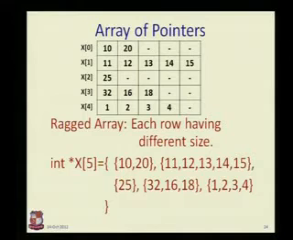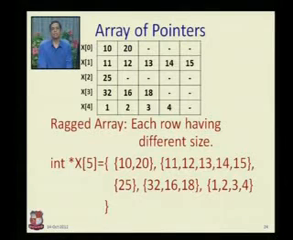Suppose consider this example I have taken previously, but now I have written down the values. In the first line I have written 10, 20. In the next line I have written 11, 12, 13, 14, 15. In the third line only 25 is there. In the fourth line 32, 16, 18. In the last line 1, 2, 3, 4.